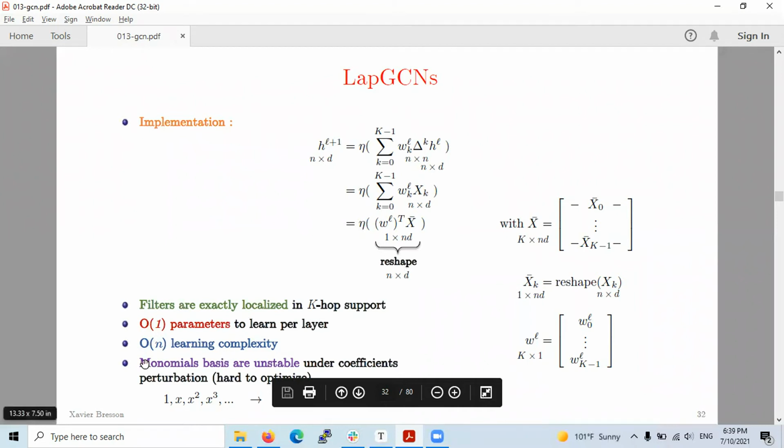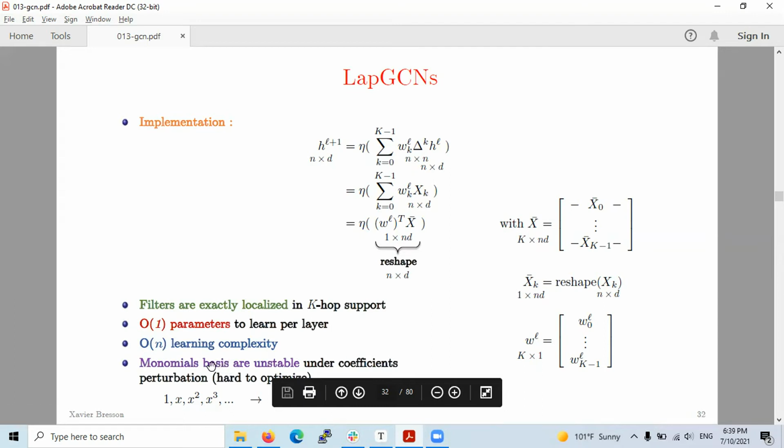I haven't really understood this particular statement. We have solved the issue of the number of parameters to learn, that is O of 1. We have solved the issue of the learning complexity from n square to n. But then the professor says that the monomial bases are unstable under coefficient perturbations, and they're hard to optimize. I didn't really understand the meaning of this.